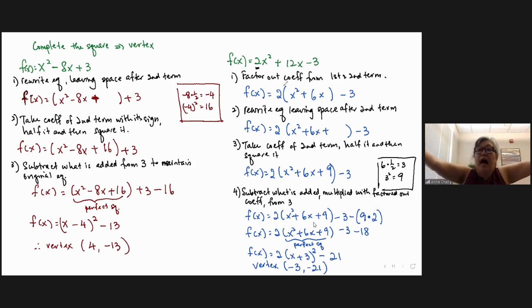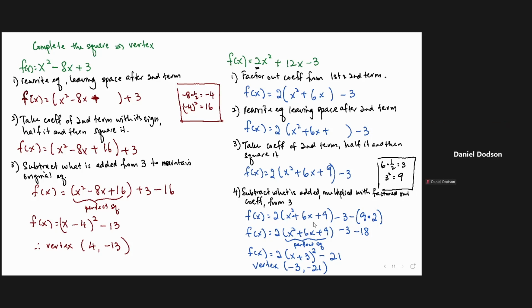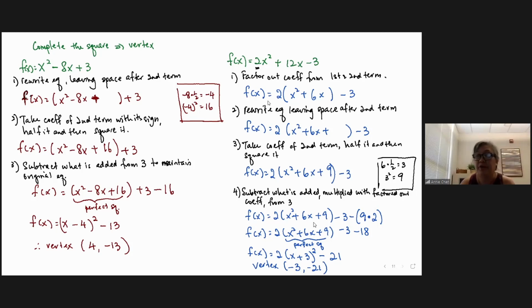It just tells you how wide your parabola is opening up. That's all it does. It doesn't have any bearing on your vertex. That's why we factor it out.